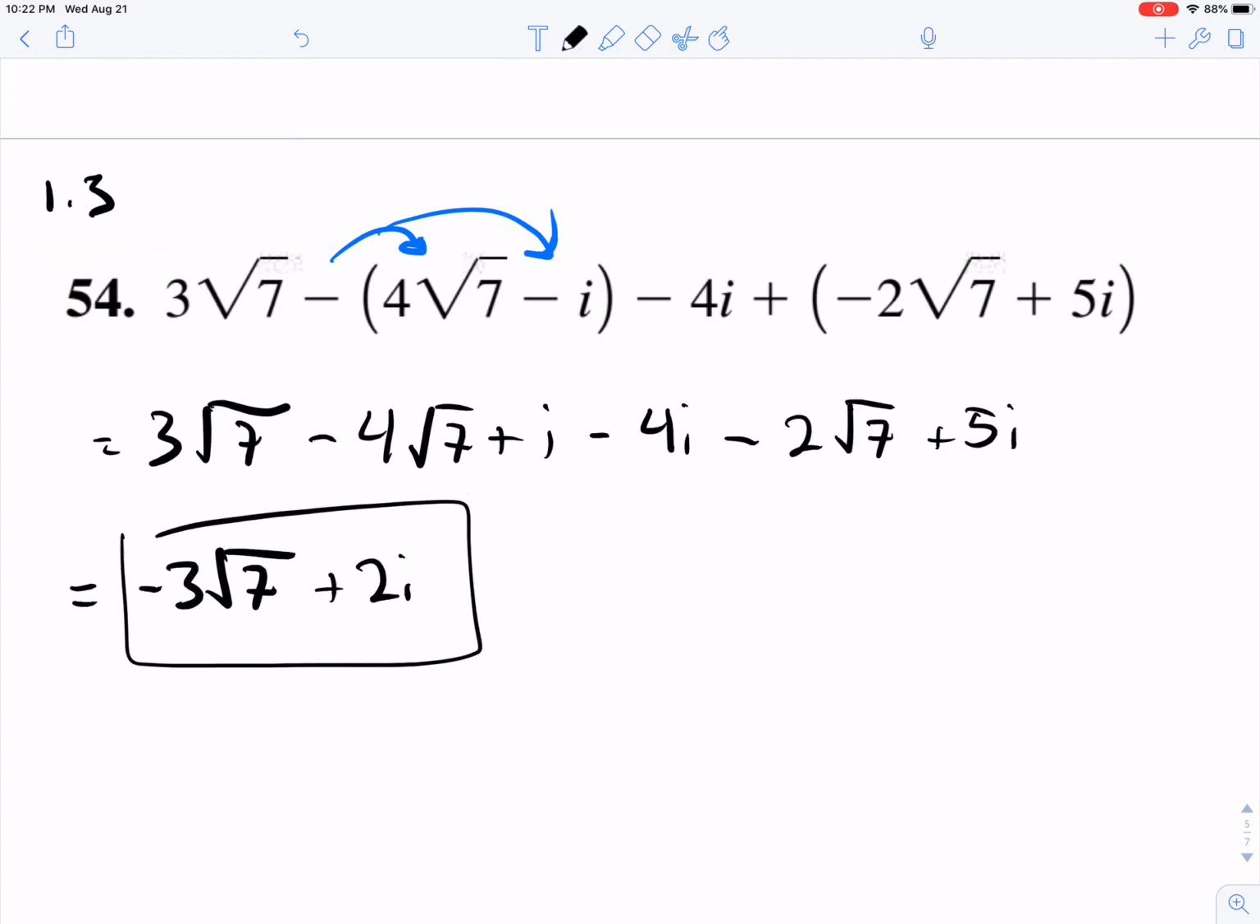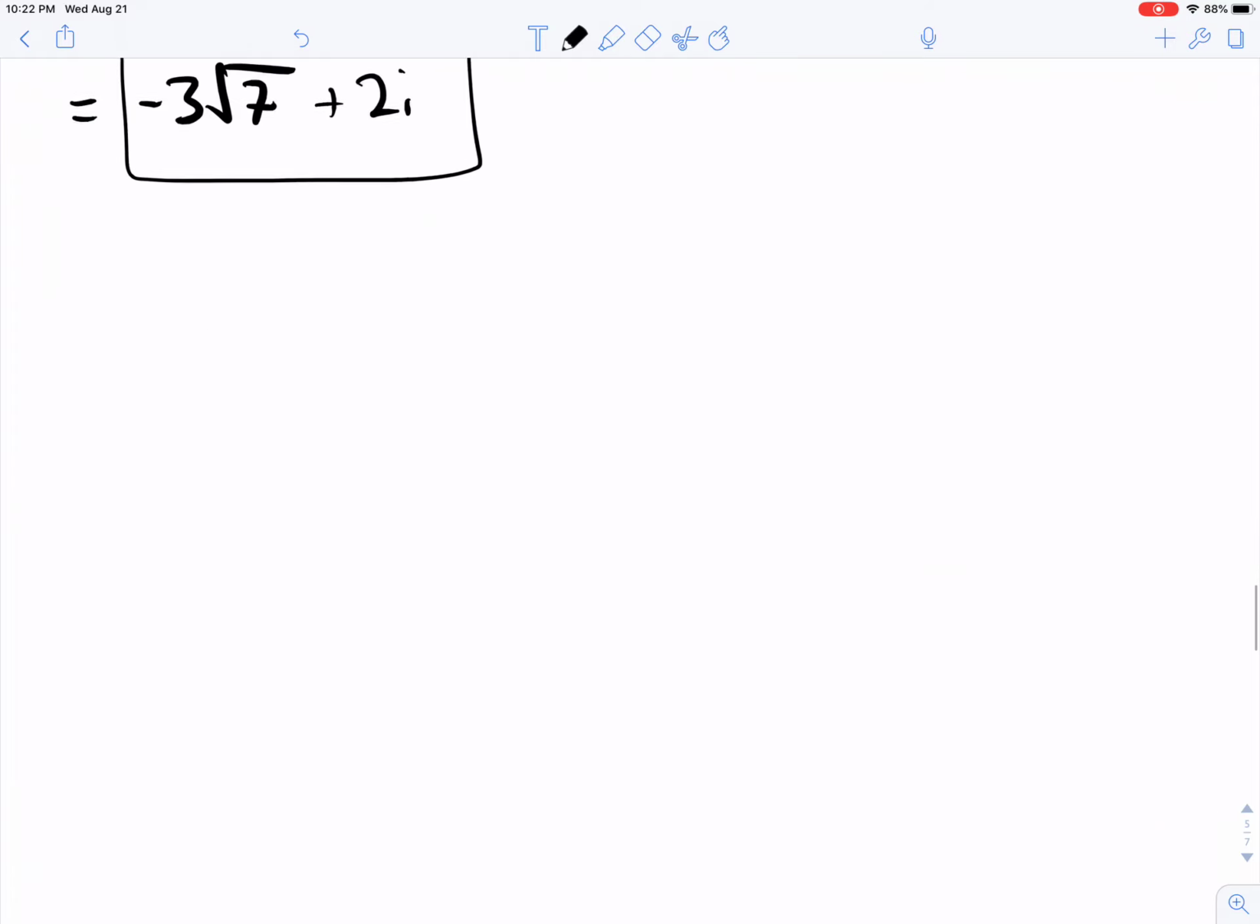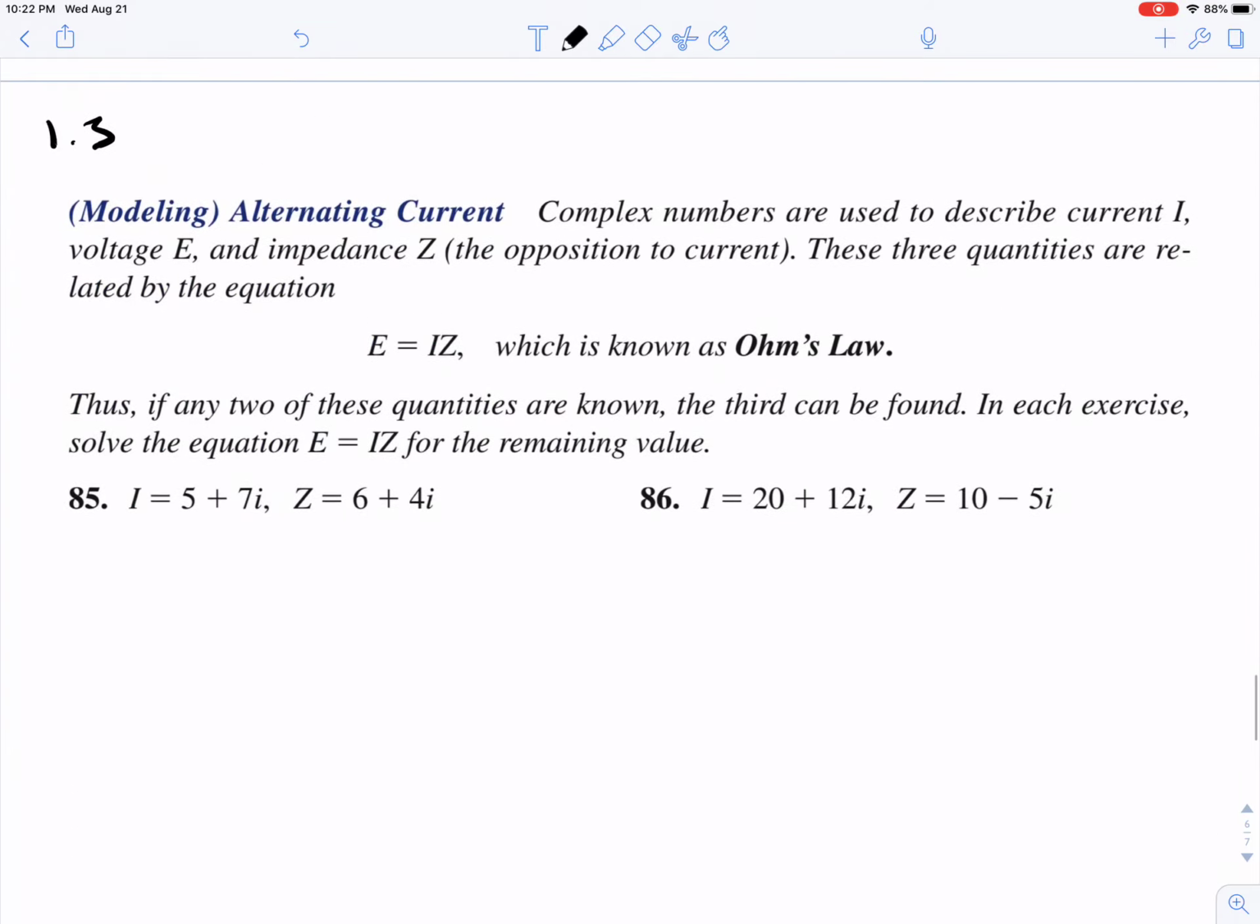So I'm going to go with this one. If you find an error, if you got a different answer, if you correct me, bring it to my attention. I'll offer extra credit for that. And I think this is the last one.